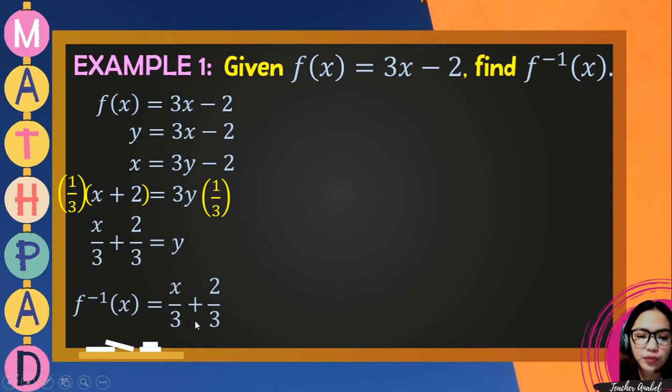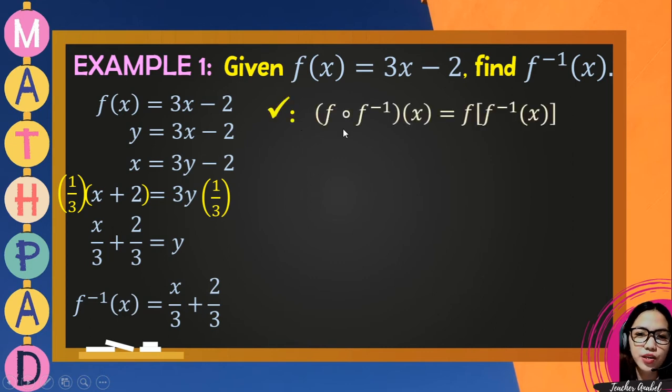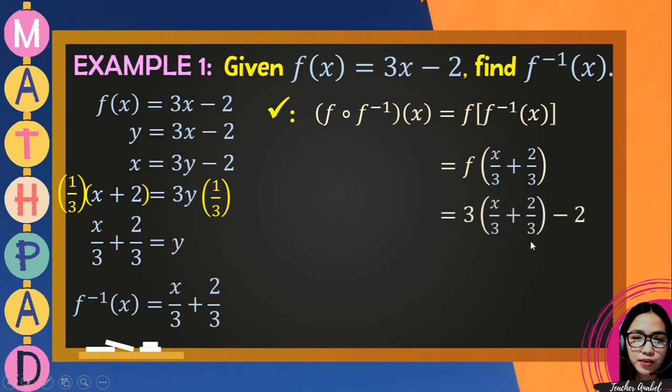Okay. Now, for the final step, we have to check. So we can use this f of the inverse of f of x. So now the inverse of f of x, yung nakuha natin, ilalagay natin dito. Diba? And then we plug in this value into f of x. So that will become 3 times x over 3 plus 1/3. Actually, we did that. Diba? Kanina, nagawa na natin itong part na to. So this will give us x plus 2, right? So we have x plus 2 minus 2, and we have here x.